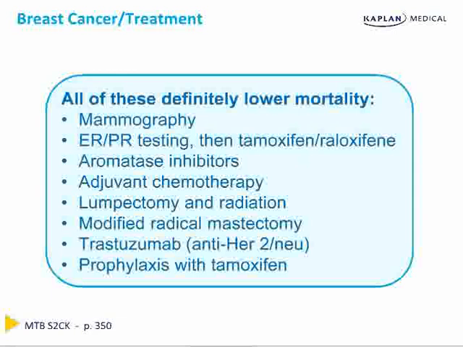Adjuvant chemotherapy improves survival if the tumor is large, greater than 1 centimeter, or if lymph nodes are positive. And remember that lumpectomy plus radiation has equal survival to a modified radical mastectomy, so it should be left up to patient preference. Trastuzumab can improve mortality if the patient is positive for the HER2/neu receptor. And in a patient with many first-degree relatives with breast cancer, we can prevent breast cancer by doing prophylactic tamoxifen. And this concludes our section on breast cancer.